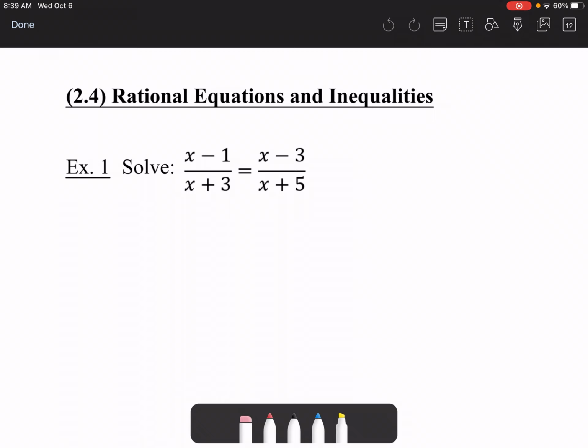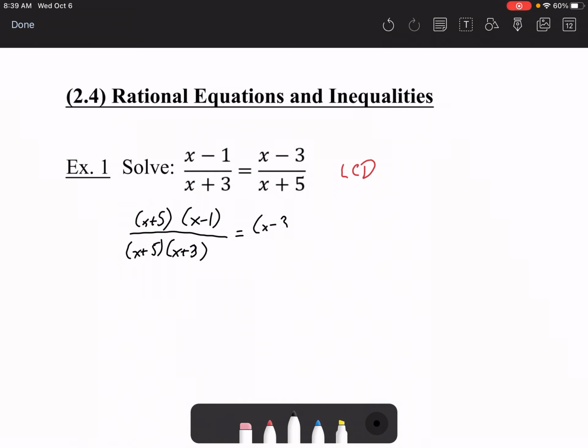First, what we're going to do is find the lowest common denominator between the two. So that requires me to multiply the left side by x plus 5, both in the numerator and in the denominator. And on the right hand side, I'm going to have to multiply by x plus 3, both in the numerator and denominator.